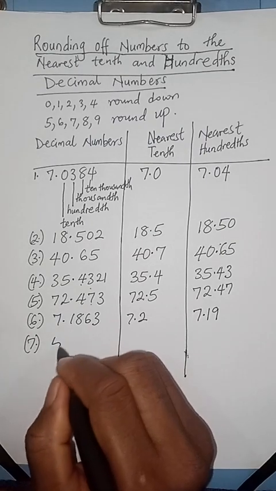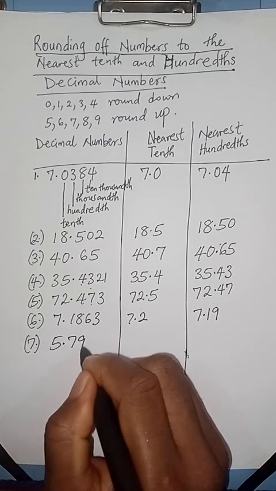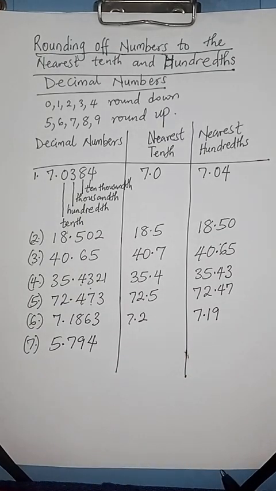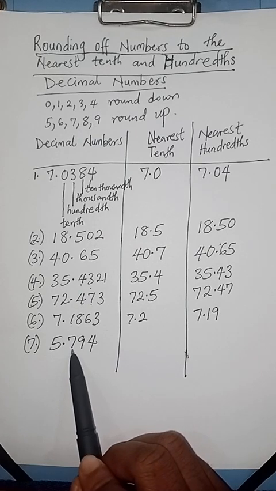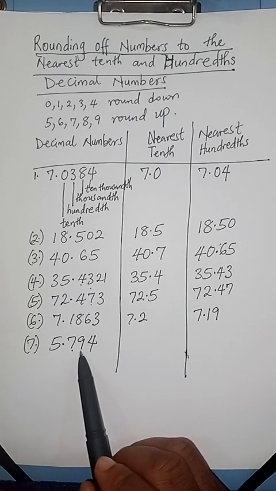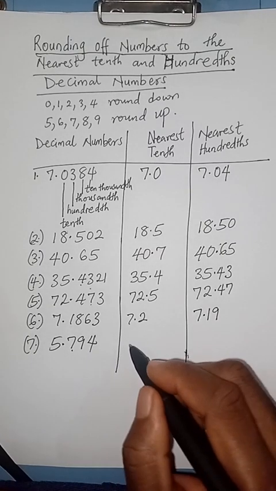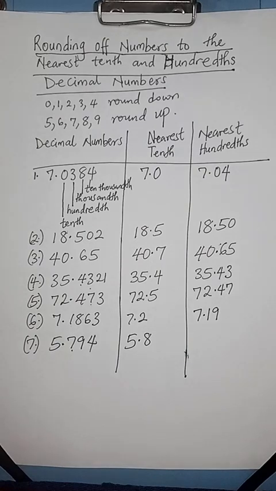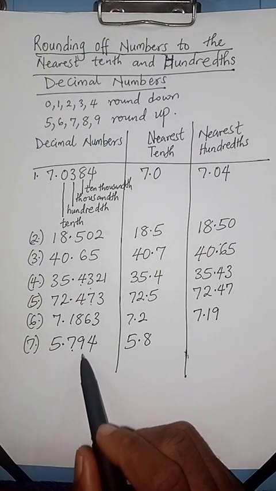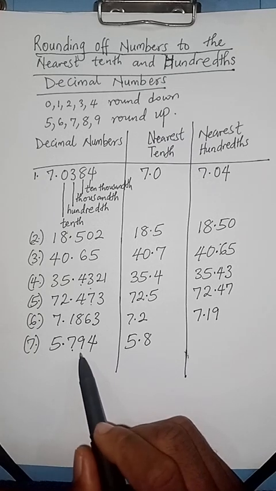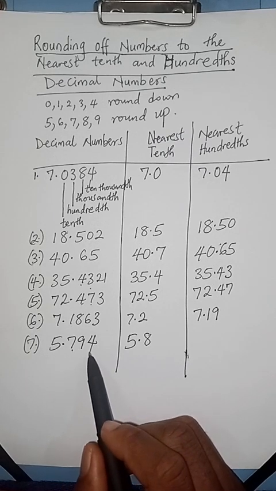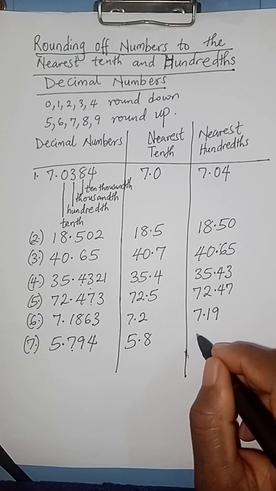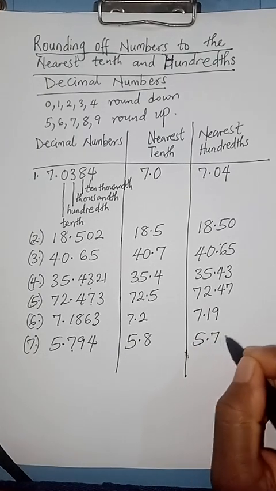Now let's move to number 7. I have 5.794 to the nearest tenth. This is my tenth. Now the digit after the tenth is 9, so I'm going to round up by adding 1 to the tenth, and that becomes 5.8. To the nearest hundredth, now this becomes my hundredth. I'll check the digit after the hundredth, it's 4, so I'm going to round down, and my answer is simply 5.79.